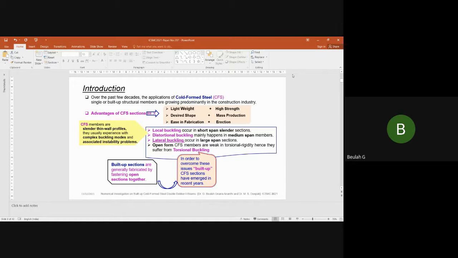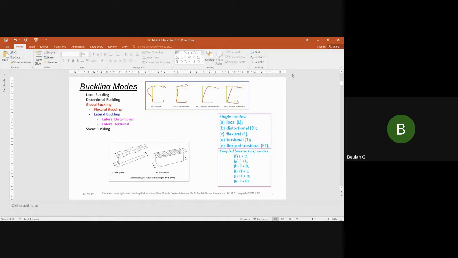So the main failure mechanisms in the flexural members are torsional buckling or lateral torsional buckling. And these are some of the various buckling modes. The possible failures in the channel sections are the local, distortional, lateral distortional, and lateral torsional buckling modes, or a combination of either of these.